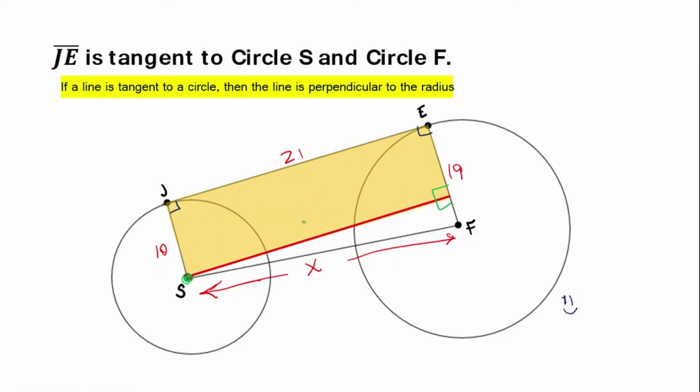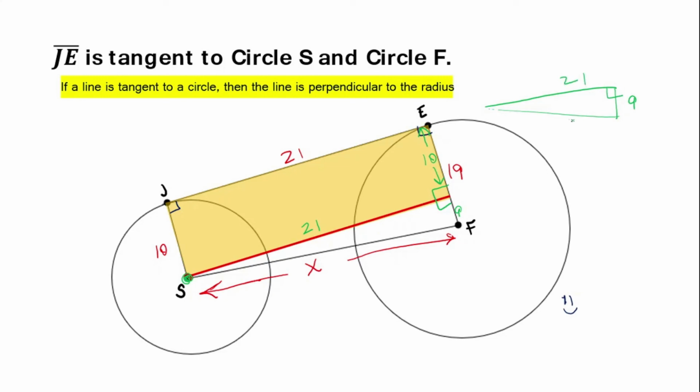All right, so now we're going to label some things. It's a rectangle, so opposite sides are congruent. This is 21 and this is 10. Now we just need this small little section. That's going to be 19 minus 10, which is 9. Okay, I'm going to redraw this little baby triangle we've got going on.